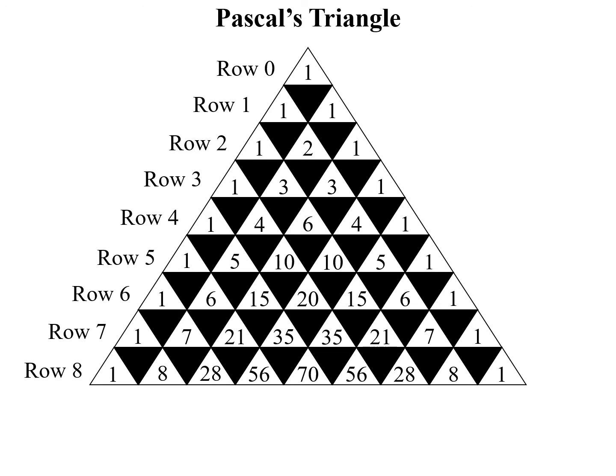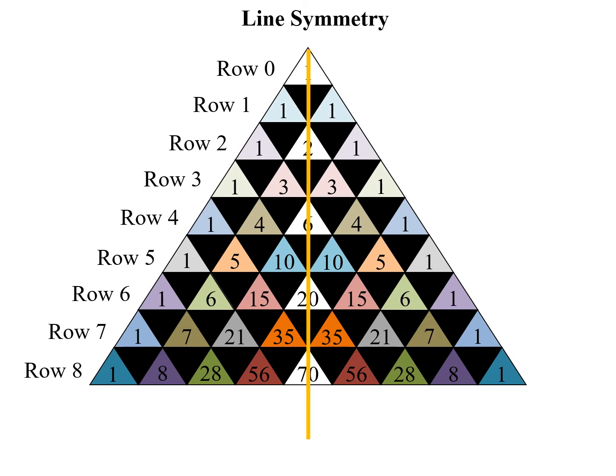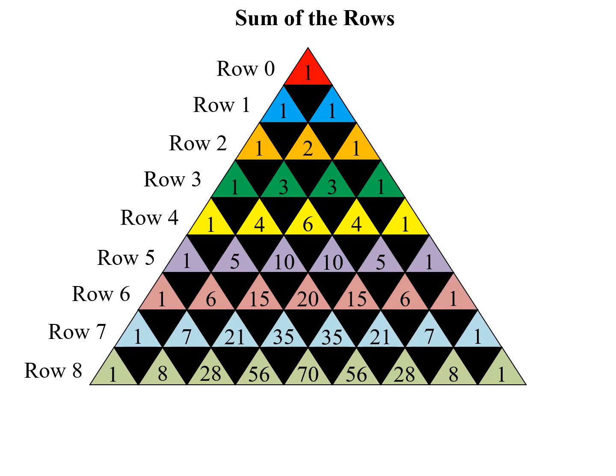Now each row has numbers. We'll call them entries. Let's look at row 8. The first entry is entry 0, and we go all the way through entry 8. We see Pascal's triangle has line symmetry. Whatever you see on the left, you see on the right.